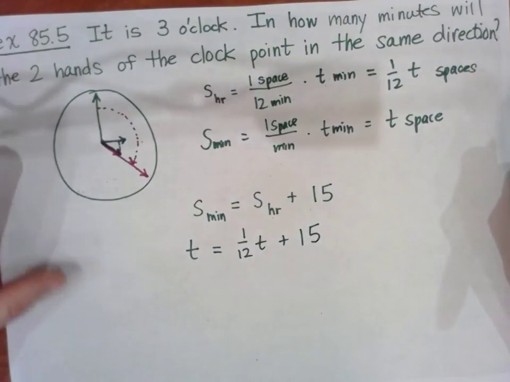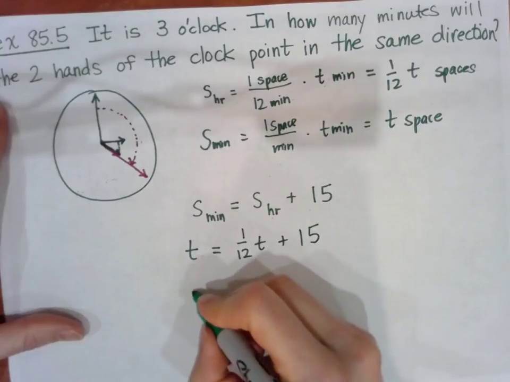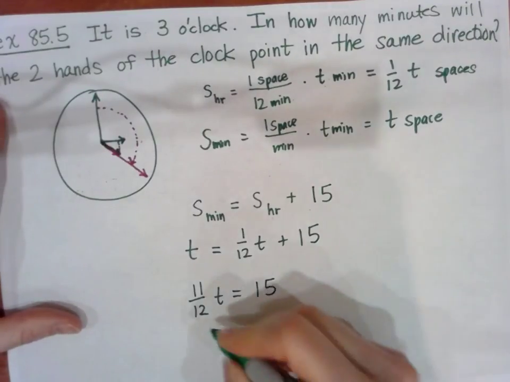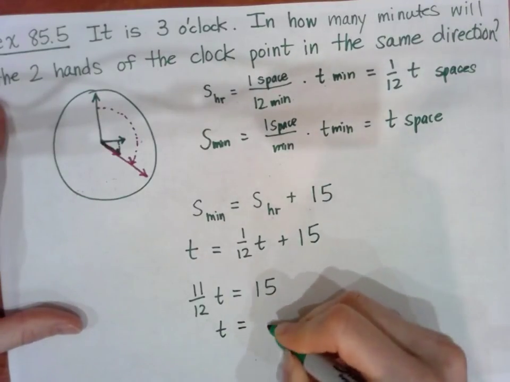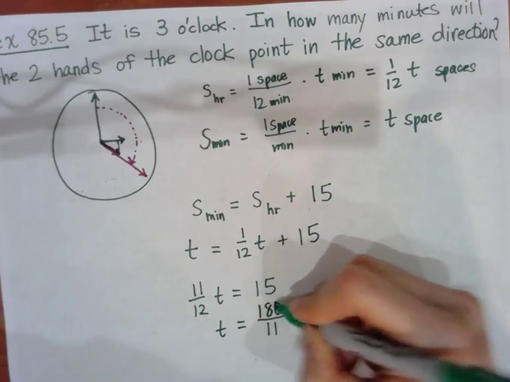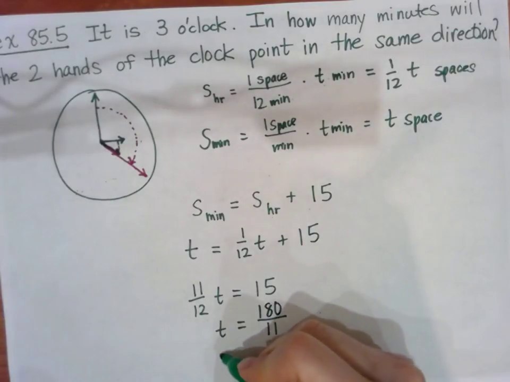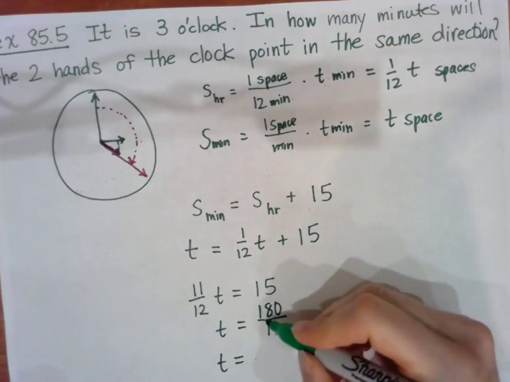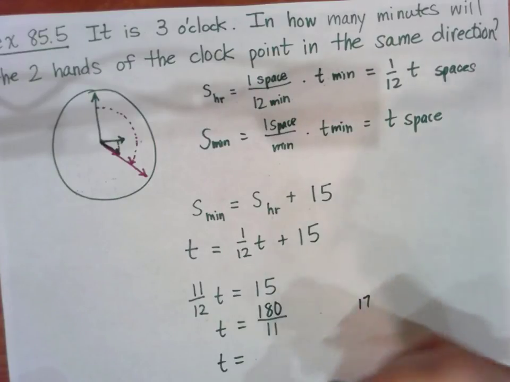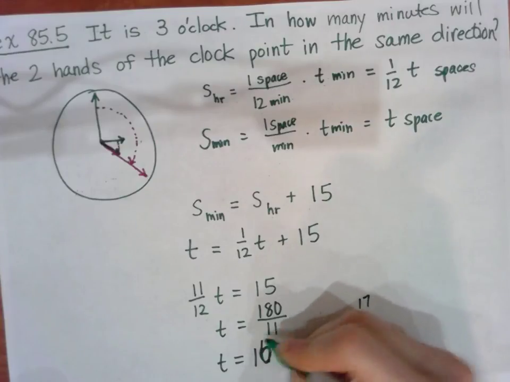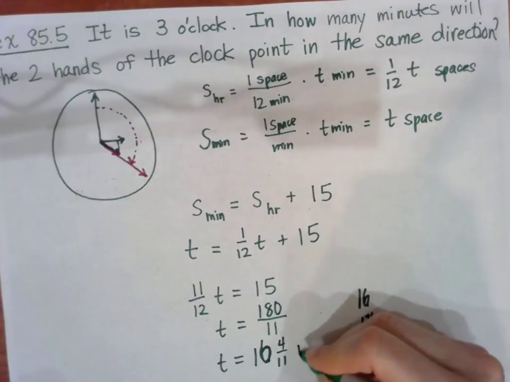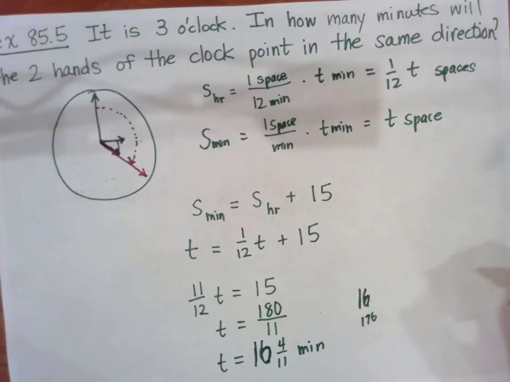And so now we can just solve for t. Okay, again, we've got 11/12 t equals 15 this time. Multiply both sides by 12/11. 15 times 12 is 150, plus 30 is 180. Okay, and so this has got to be a little bit less than 18. If we did 17 times 11, we'd get 187. Oh, that's too big, so it's got to be 16. 16 would be 176, so there would be 4 left over and 4/11. So 16 and 4/11 minutes.